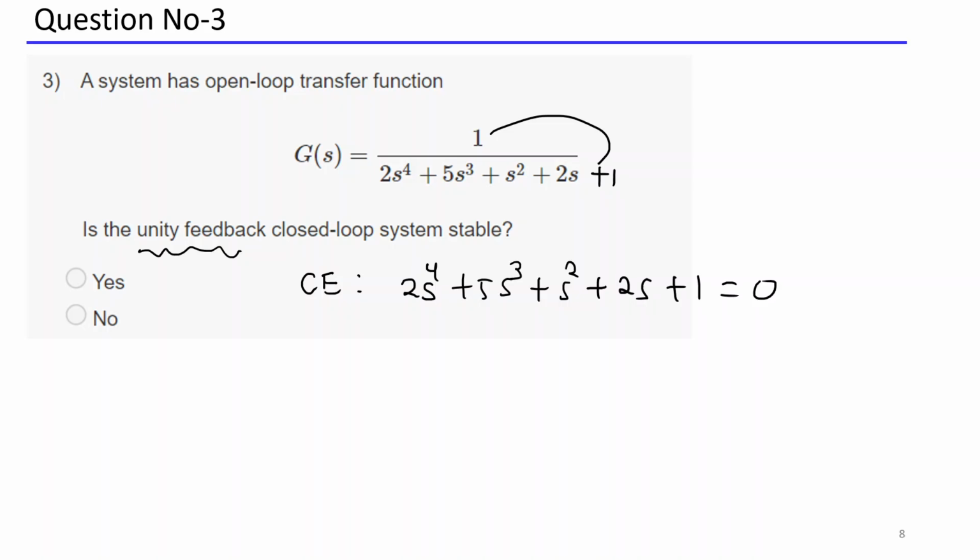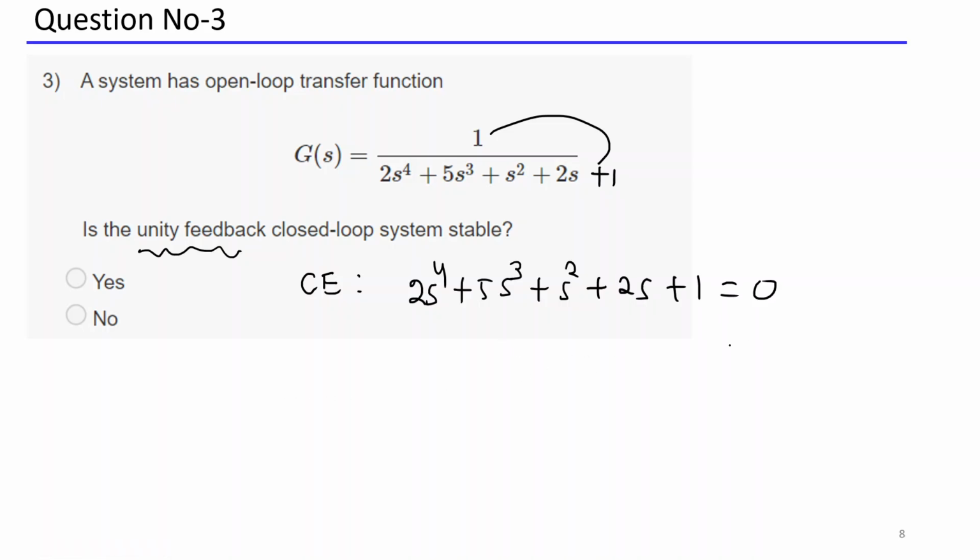Suppose in this question I remove the 2s⁴ term, then you can easily say the inner product is 1 into 2 and the outer product is 5 into 1. So the inner product is less than the outer product, and the system is unstable. But the question does not say that. It has an added 2s⁴, so it is a fourth order system, and for that you have to go for the RH criterion.